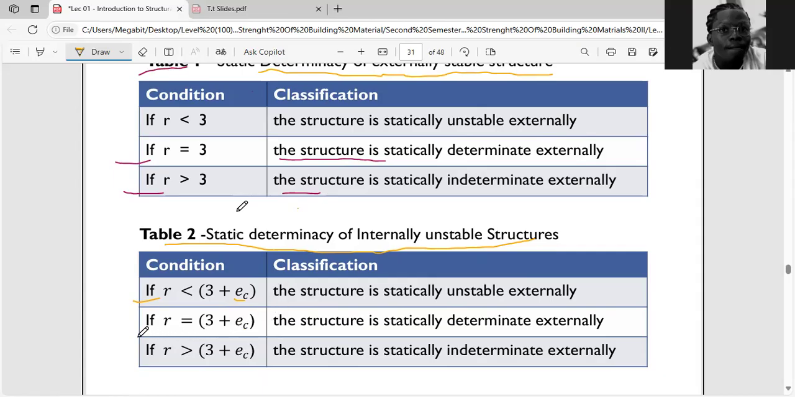Okay, good. Also, if you come to the second aspect, they are saying if your number of reactions R is equal to 3 plus EC, where EC is the equilibrium condition, then the structure is statically determinate externally. In our last one, if your number of reactions R is greater than 3 plus EC, the structure becomes statically indeterminate externally. In fact, you can learn this table within an hour, even within 30 minutes, I believe, if you sit down and watch this video, play it and replay it over and over again, and read your slides along. Life will be much easier.